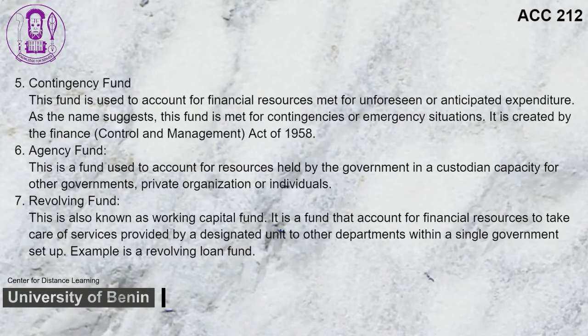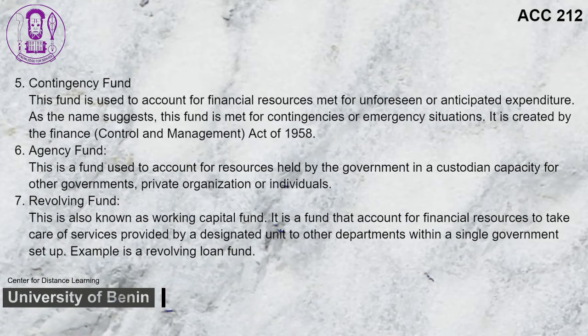5. Contingency Fund. This fund is used to account for financial resources set aside for unforeseen or anticipated expenditures. As the name suggests, this fund is set aside for contingencies or emergency situations. It is created by the Finance, Control and Management Act of 1958. 6. Agency Fund. This is a fund used to account for resources held by the government in a custodian capacity for other governments, private organizations, or individuals.